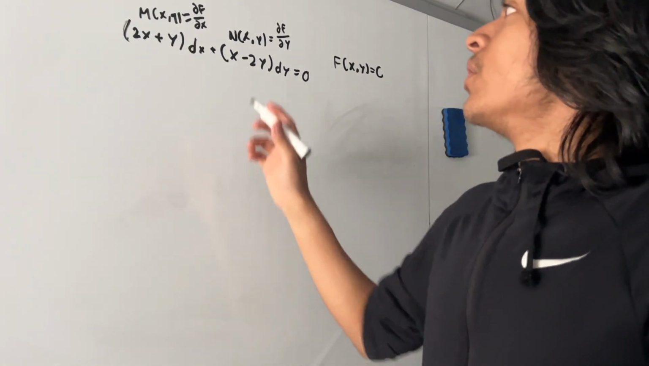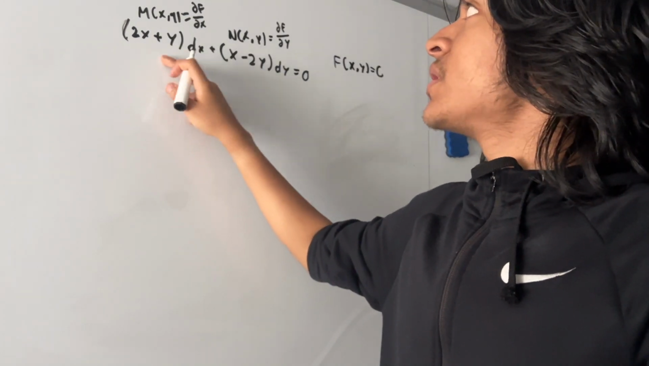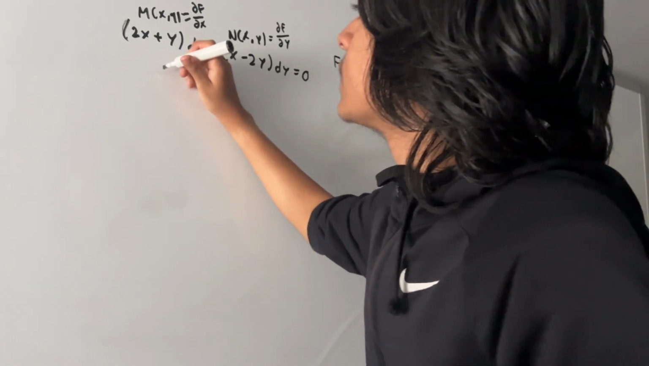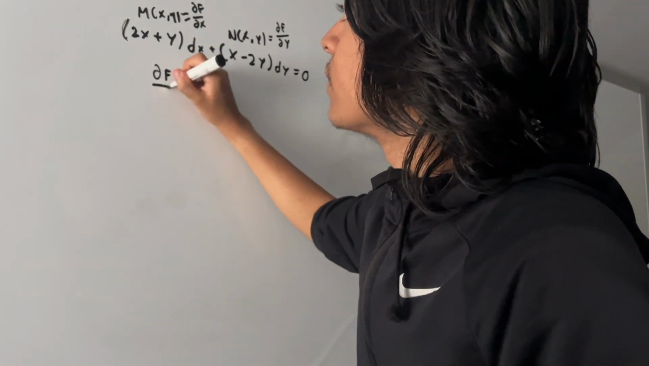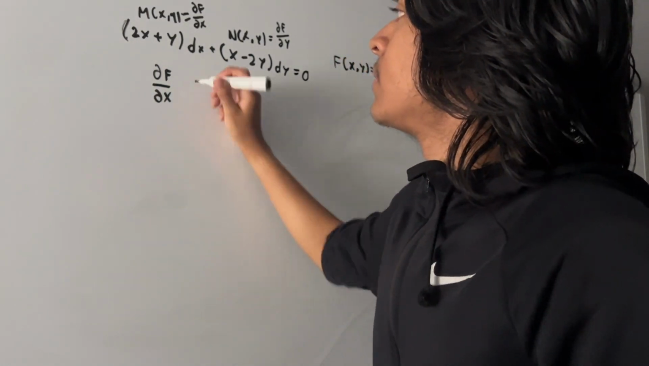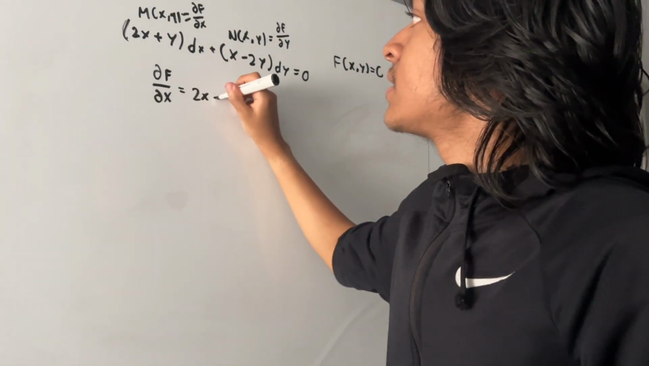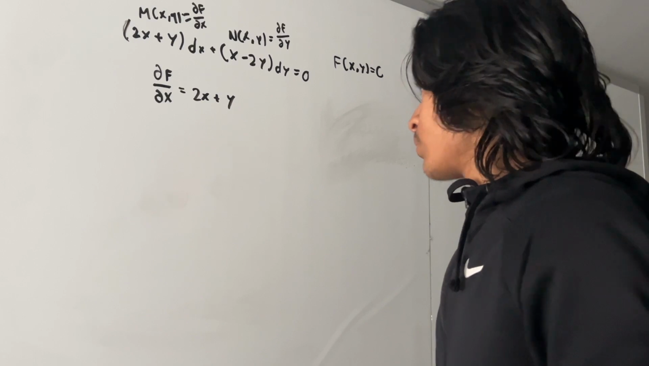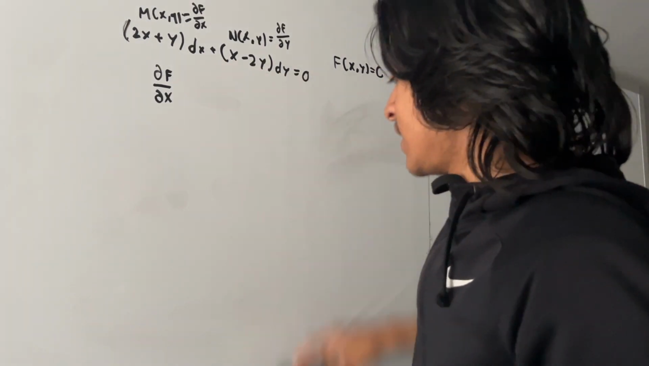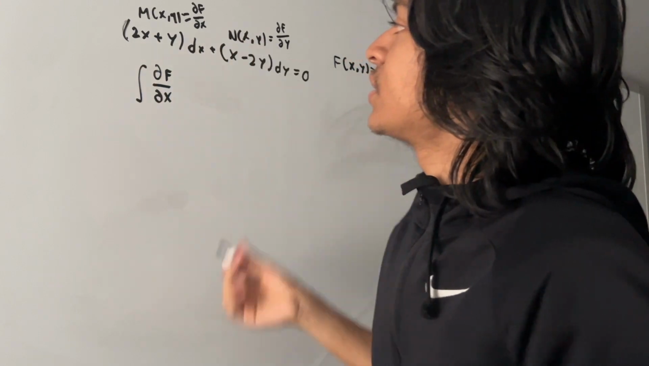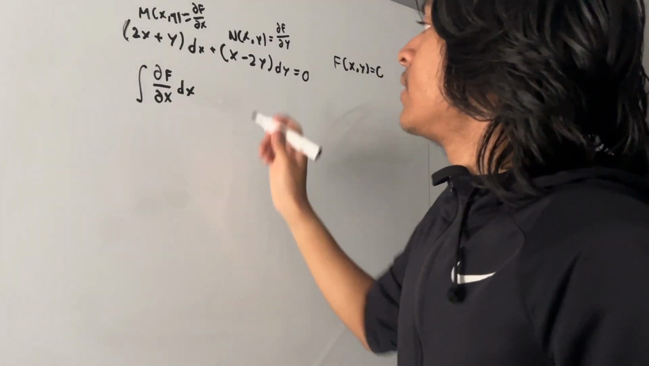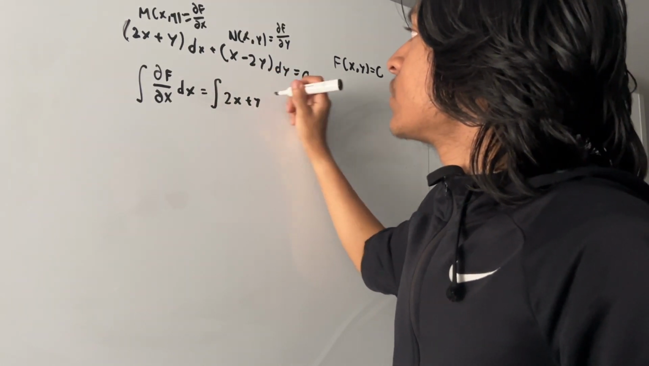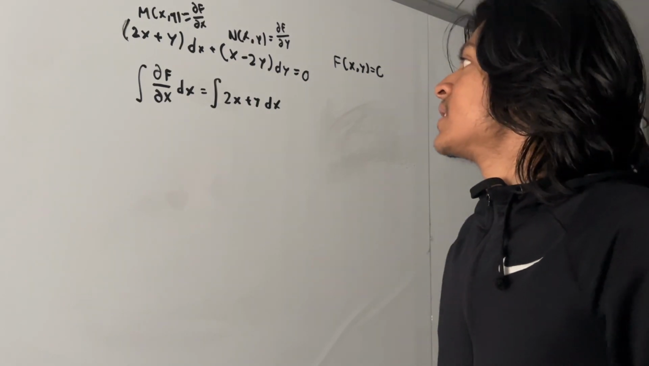Okay, so with this, we know that 2x plus y is equal to the partial of f with respect to x. So we could just do this, the partial of f. And this is going to be equal to 2x plus y. And as you may have guessed, we're going to integrate both sides with respect to x. I'll erase so that I could have a bit more room. But we have that is equal to the integral of 2x plus y dx.